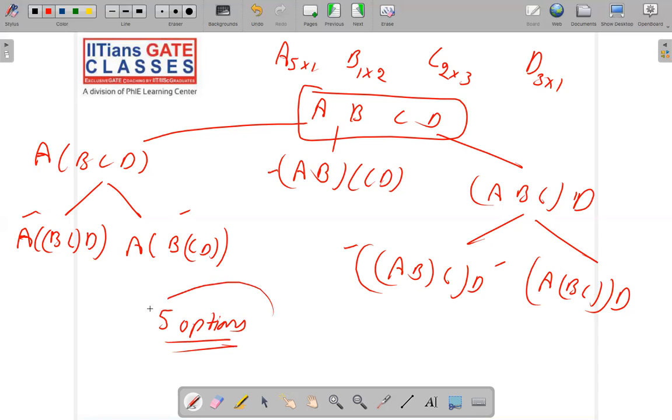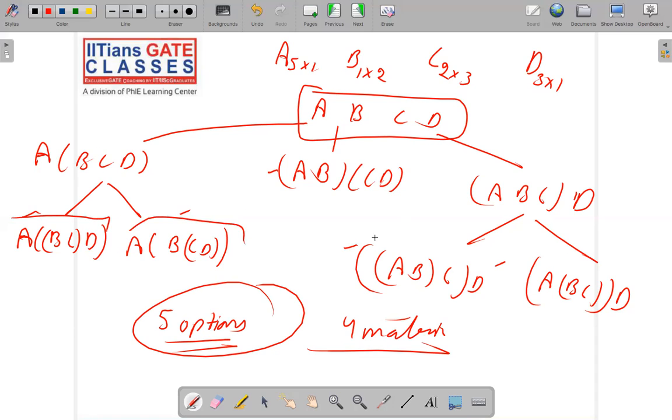5 options, right? To multiply 4 matrices. This T can be concluded as a bigger tree, right? So now what you can do, you can try to calculate the optimal answer, following this order or this order or this order or this order. Okay, let's do one thing.